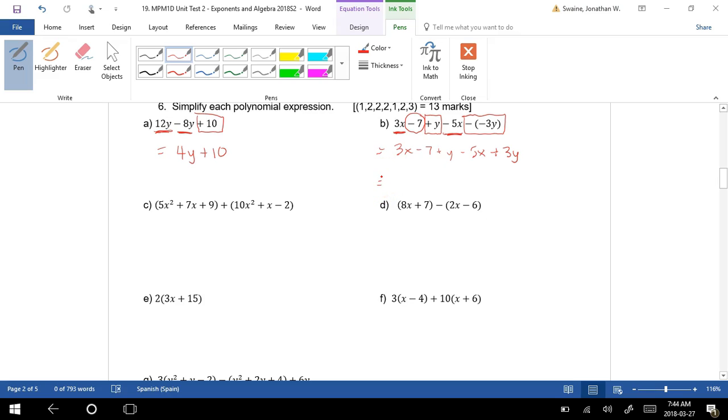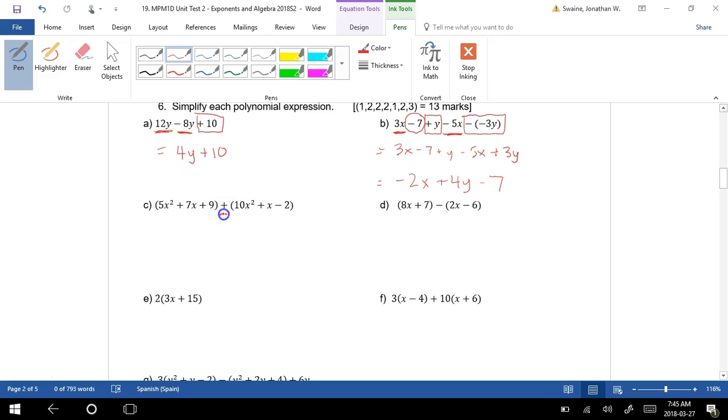And then step 2, I'm going to combine them. So 3x minus 5x is negative 2x. I've got 1y plus 3y, so that's going to be plus 4y. And then I have a minus 7 that didn't do anything. So that is my final answer. I can't do any more than that.